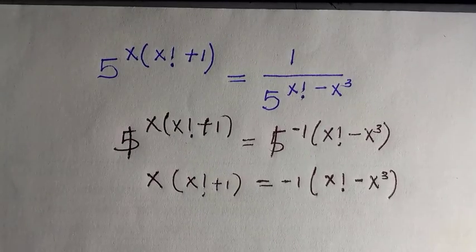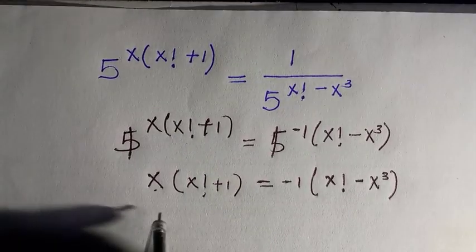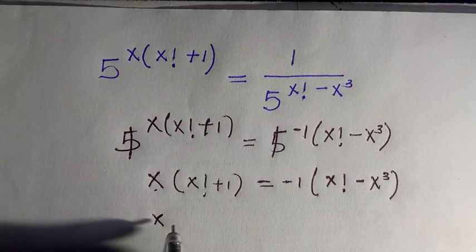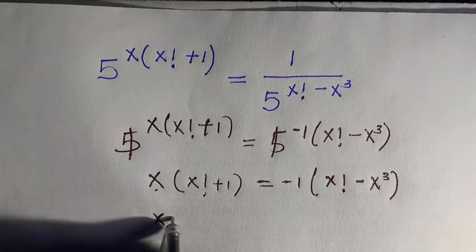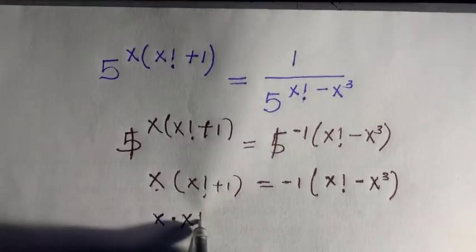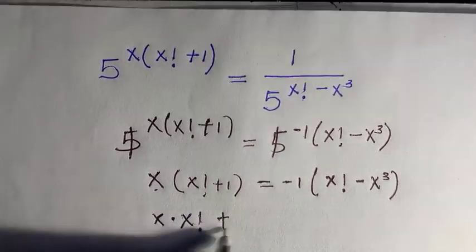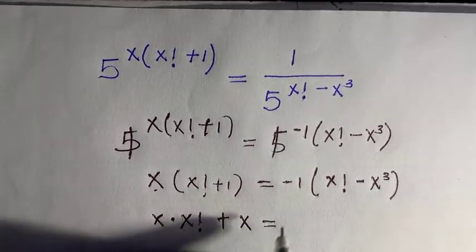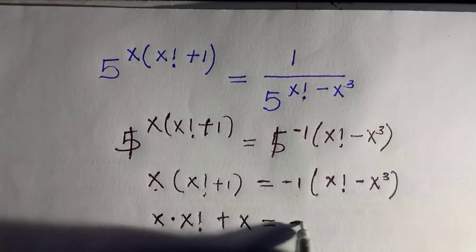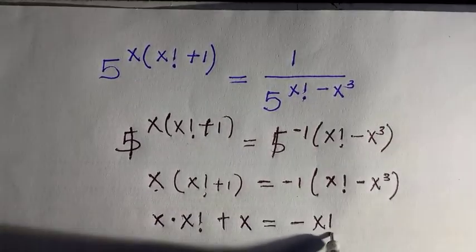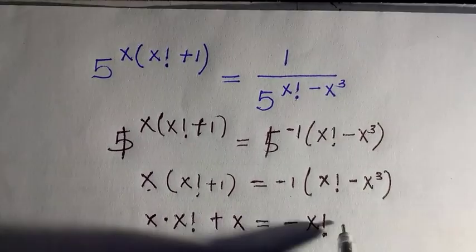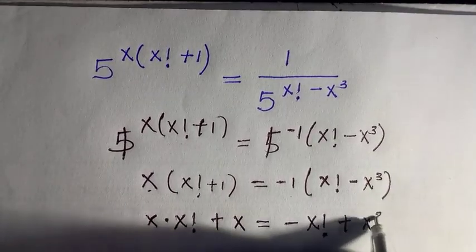By opening the parentheses, we have x times x factorial, and for the second one we are going to have plus x, since we are multiplying x into the bracket, and for the second one we have negative x factorial, and so we have plus x raised to the power of 3.